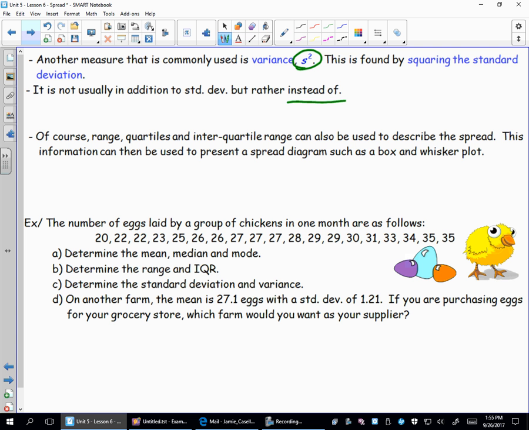Of course, we can always use range, quartiles, and interquartile range to also describe the spread. But we usually use those as a box and whisker plot to show that spread.